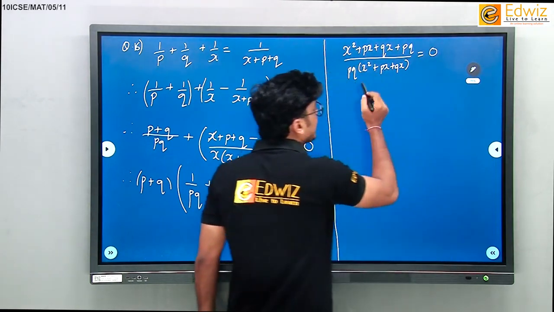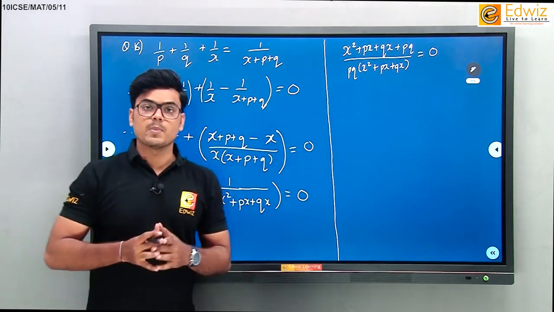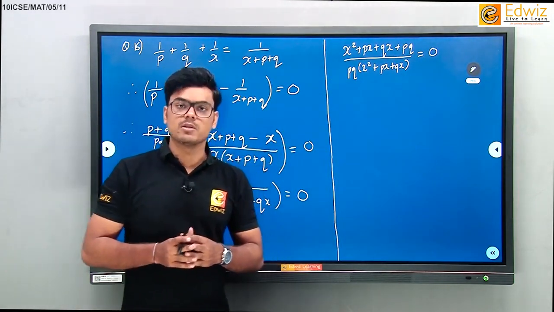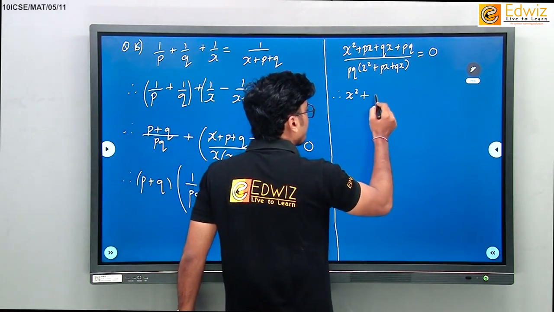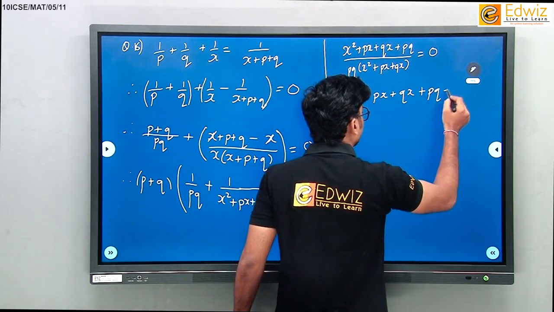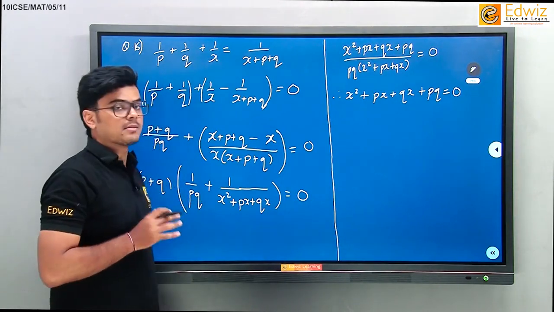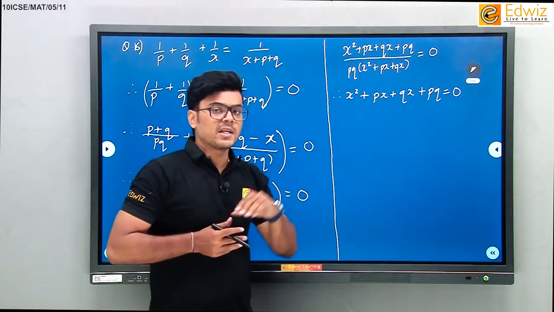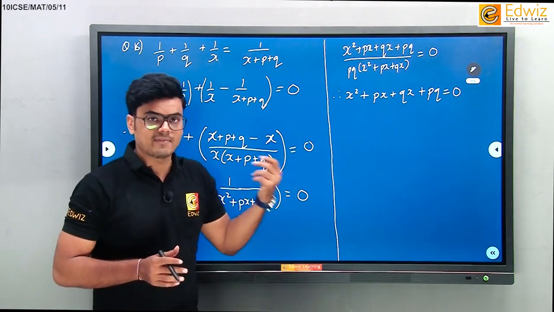Okay, now again the denominator part can be sent on the other side. It will get multiplied with 0 and it will become 0. So the only equation now left is x square plus px plus qx plus pq equal to 0. Okay, now the question is, how do we solve this equation? See, the middle term is already split into factors. All you need to do is make groups and factorize the left hand side.